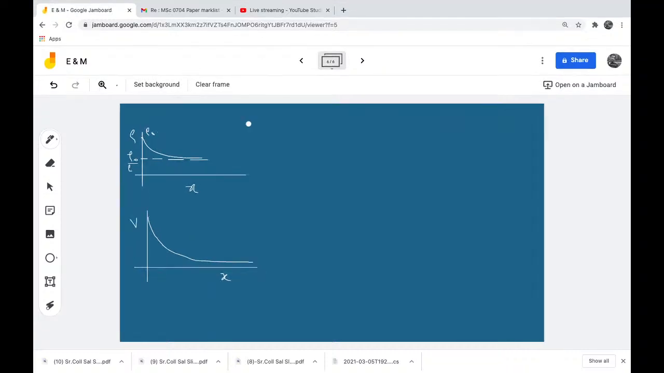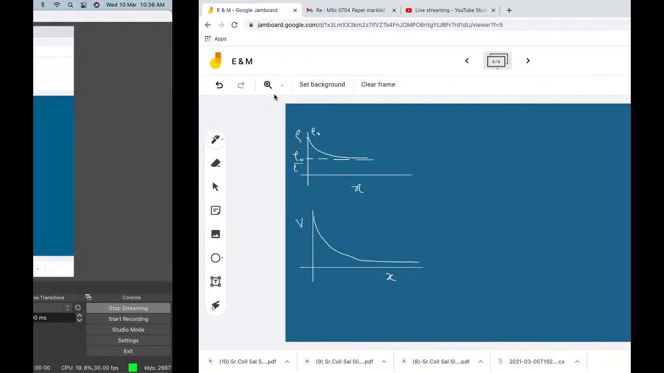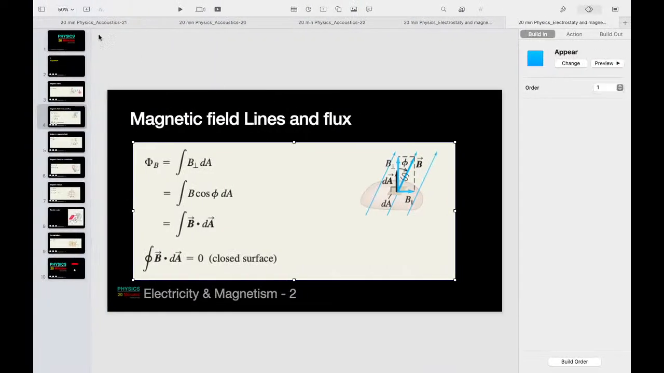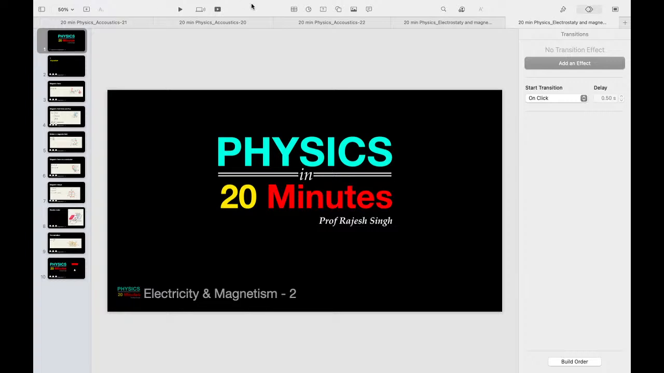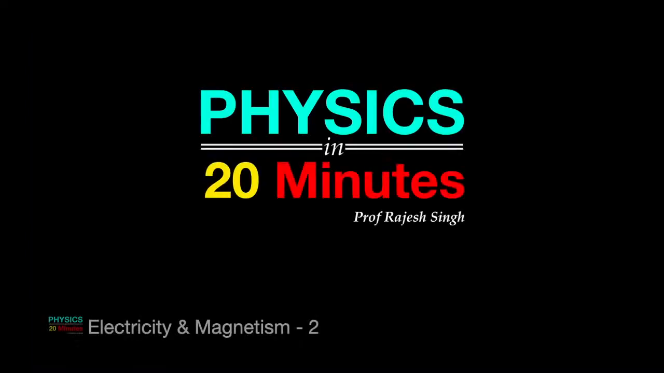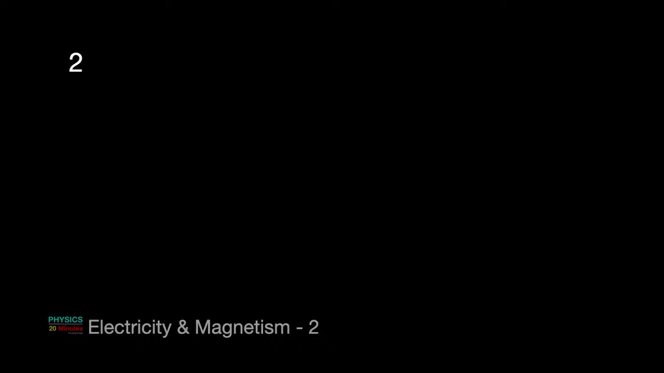Now it is time to take up, in the next 5-10 minutes, the new topic. Remember, we are doing electricity and magnetism, so I will take up some of the revision of concepts in electricity and magnetism. Many of you must be familiar. I will quickly go through them, and next class we will take up some of the problems on them.